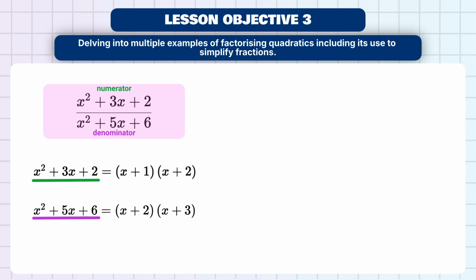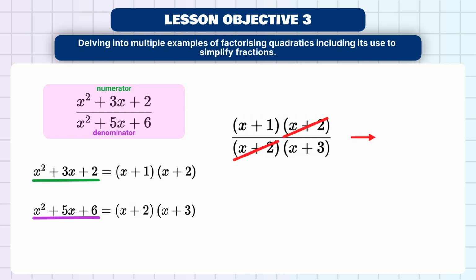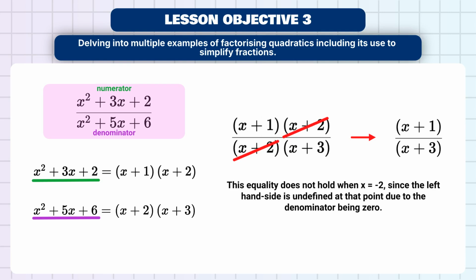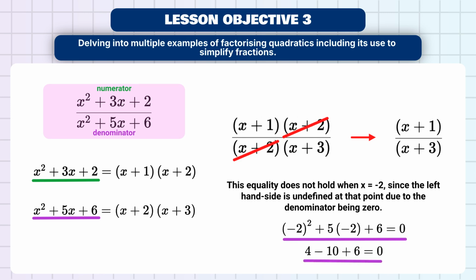So we rewrite our fraction as (x plus 1)(x plus 2) over (x plus 2)(x plus 3). We can cancel out the common factor x plus 2, giving the simplified fraction x plus 1 over x plus 3. We have to be very careful here. This equality does not hold when x equals minus 2, since the left-hand side is undefined at that point due to the denominator being 0.